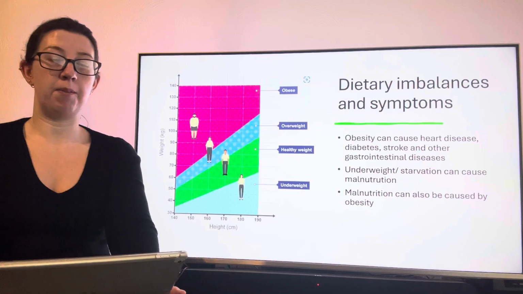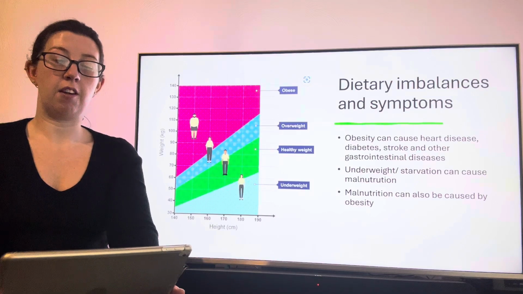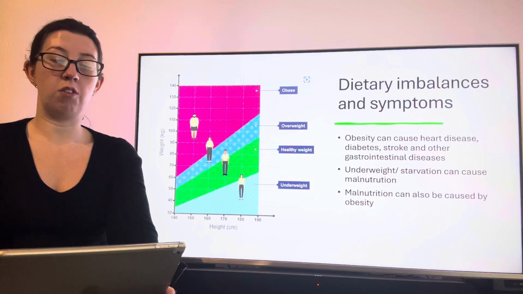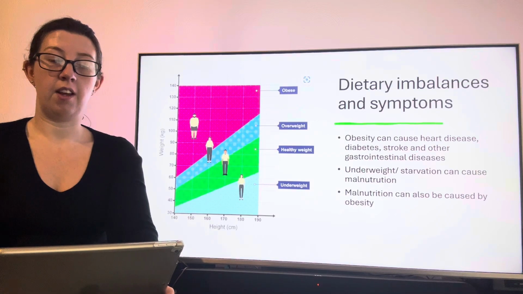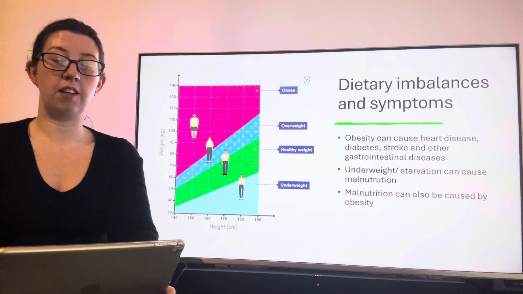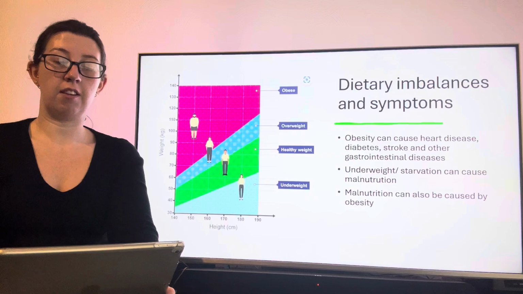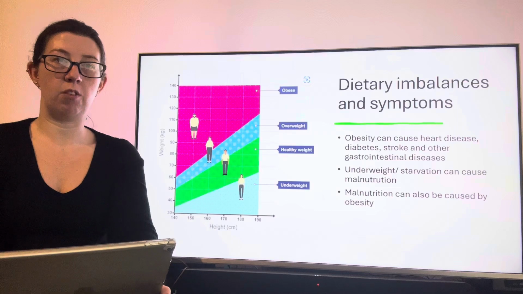Dietary imbalances and symptoms. Obesity can cause gastrointestinal diseases such as Crohn's, IBS, ulcers, and cancer. Malnutrition can cause fainting, infertility, increased frequency of illness, hypoglycemia, shakiness and nausea, and changes in appearance such as thinning hair, muscle loss, and skin changes. Malnutrition in obesity can be caused by not ingesting enough of the right foods. Too much sugar, fats, and carbohydrates are consumed when no vitamins or minerals are consumed, meaning a lack of vital vitamins and minerals.